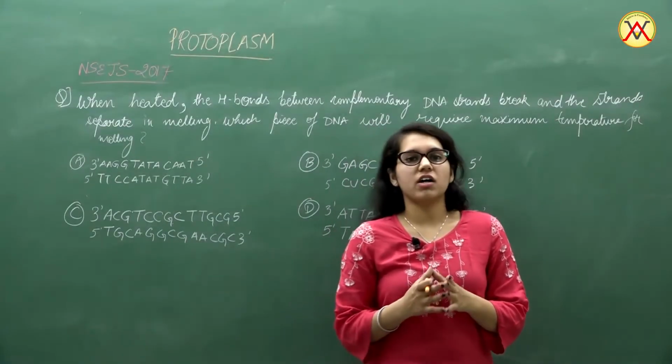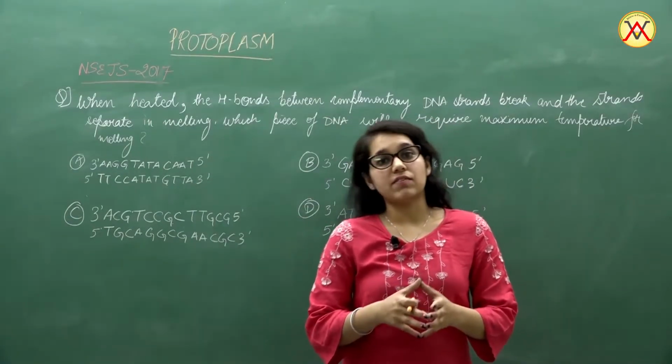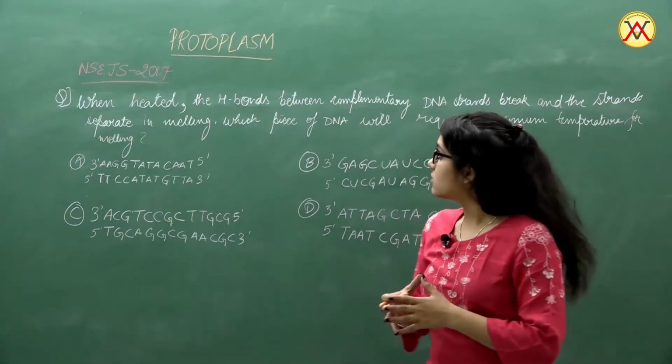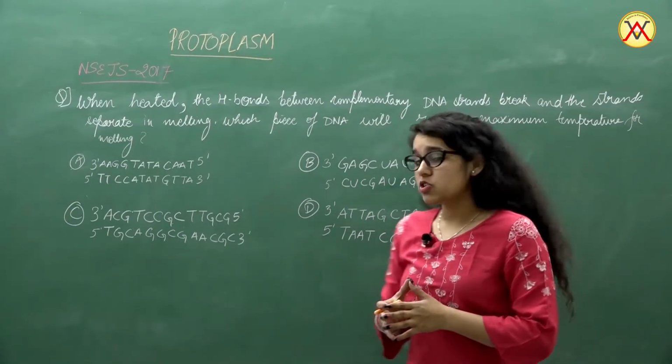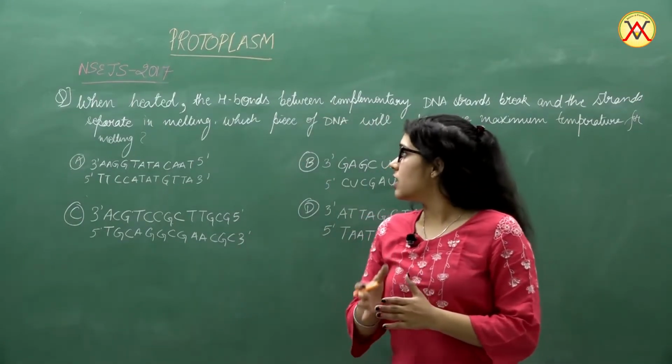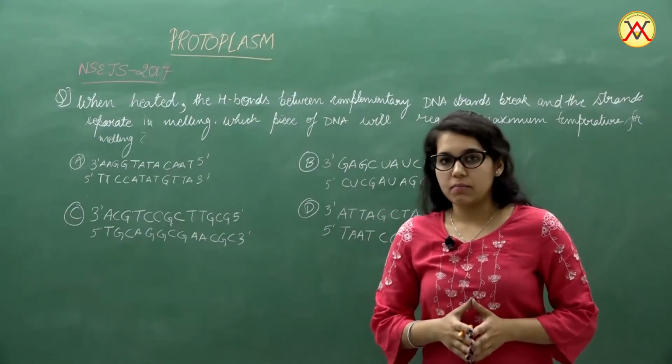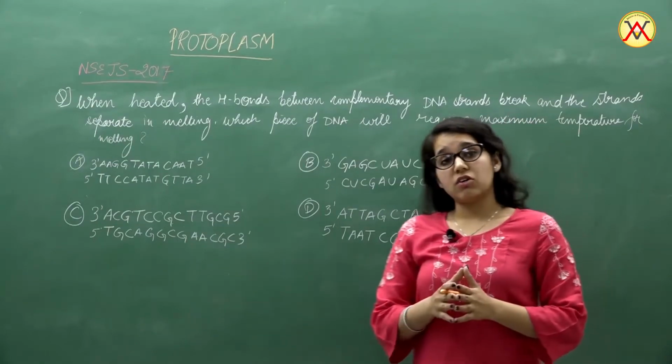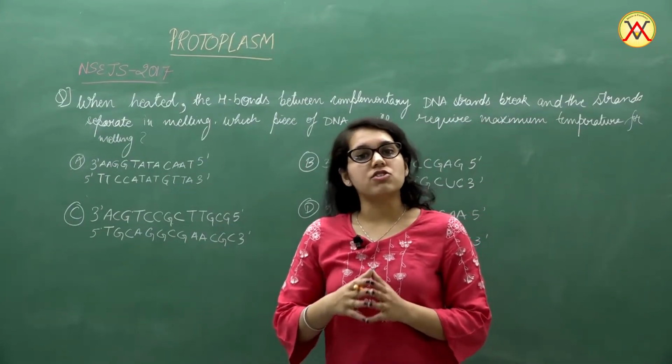Now to another question, again from IJSO 2017, related to protoplasm. When heated, the hydrogen bonds between the complementary DNA strands break, and these strands ultimately separate in a process known as melting. They are asking which piece of DNA will require a higher temperature for melting.